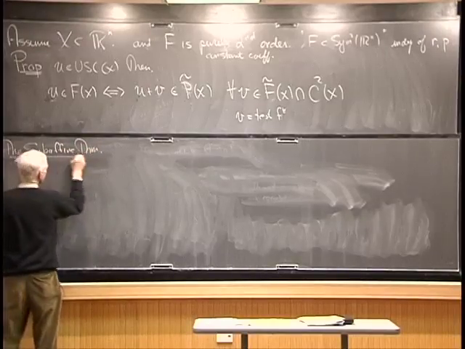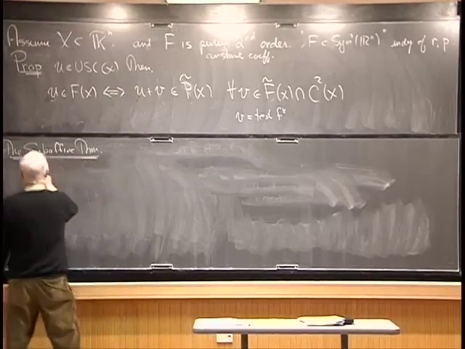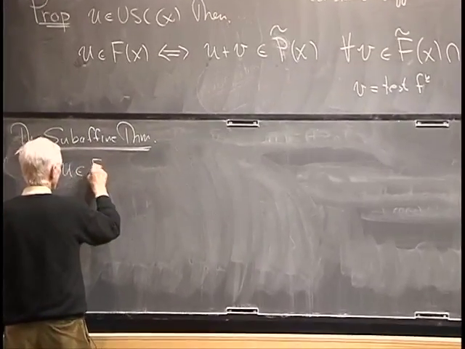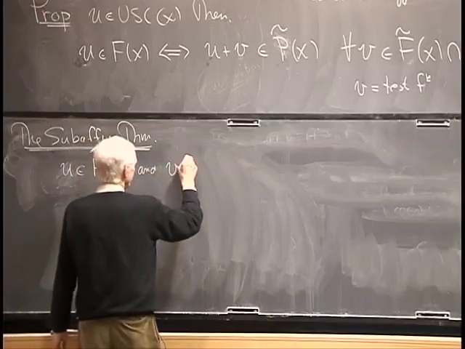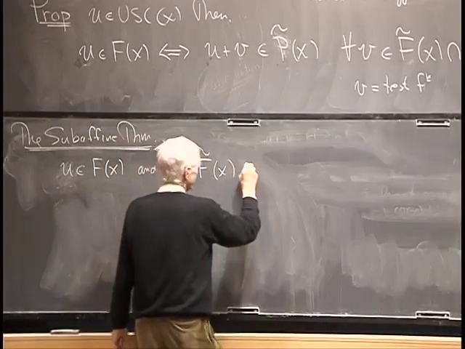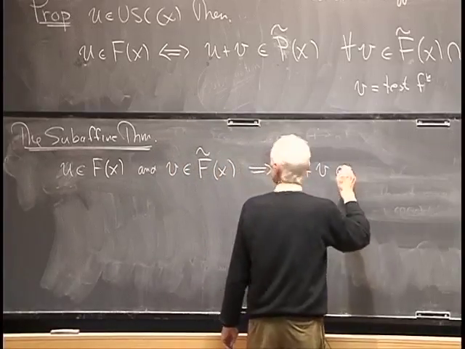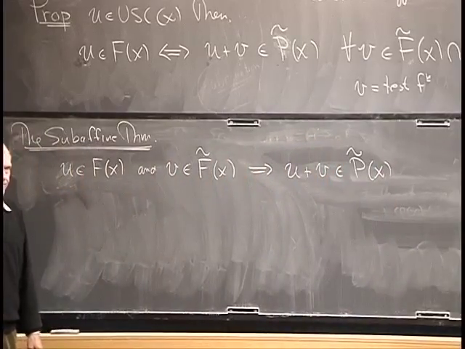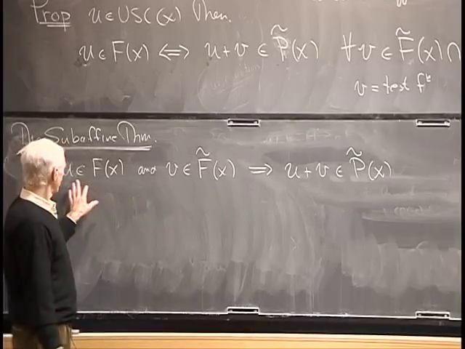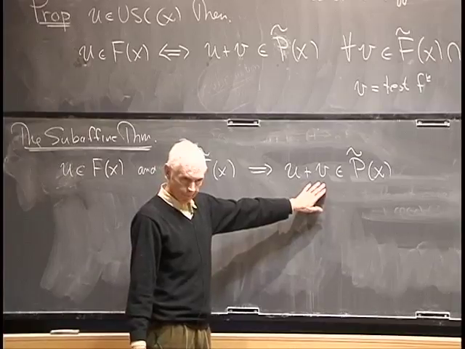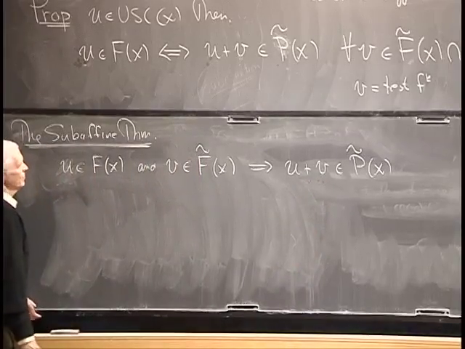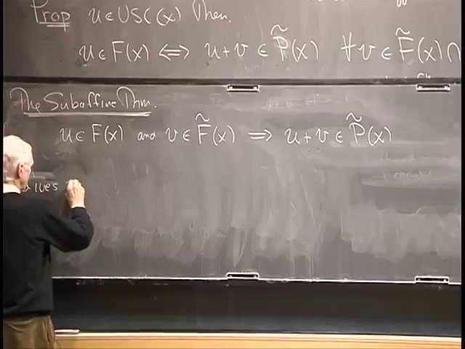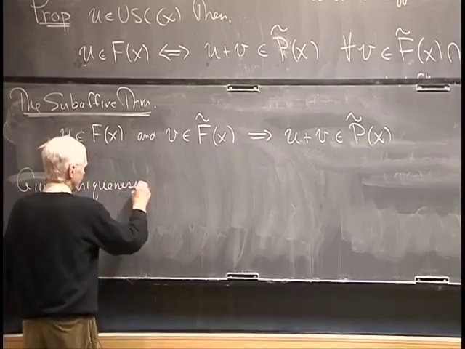And the subaffine theorem says the following. If f is a subequation, if u is of type f of x, and v is of dual type f tilde of x, then the sum u plus v is subaffine. Okay? In particular, it satisfies the maximum principle. Okay? Now, this gives uniqueness for the Dirichlet problem.